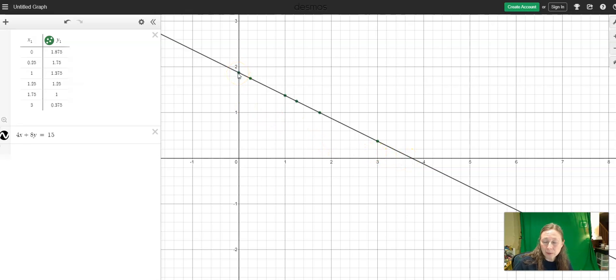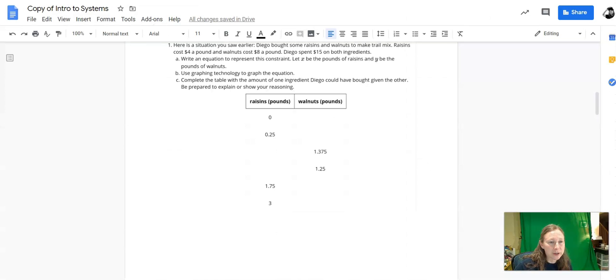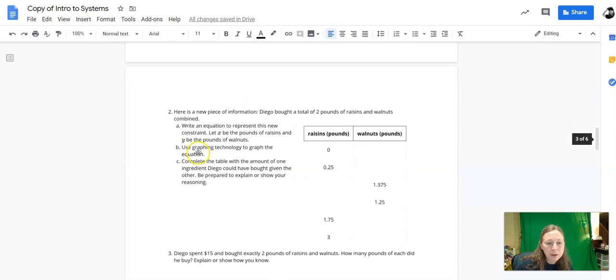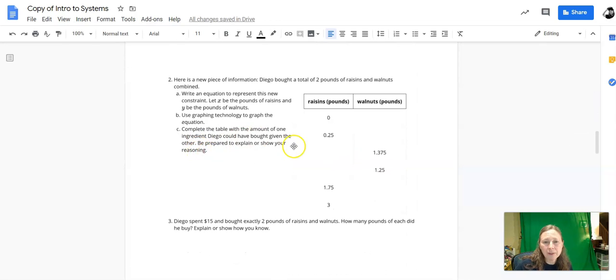Of course, in a real life situation, the negative numbers, both in the x and the y direction, wouldn't be valid numbers. So your domain and your range would be restricted to just the positive numbers in a real world situation. Okay, so going back to the document, it introduces another constraint on problem number 2. So in problem 2, here's a new piece of information. Diego bought a total of 2 pounds of raisins and walnuts combined.